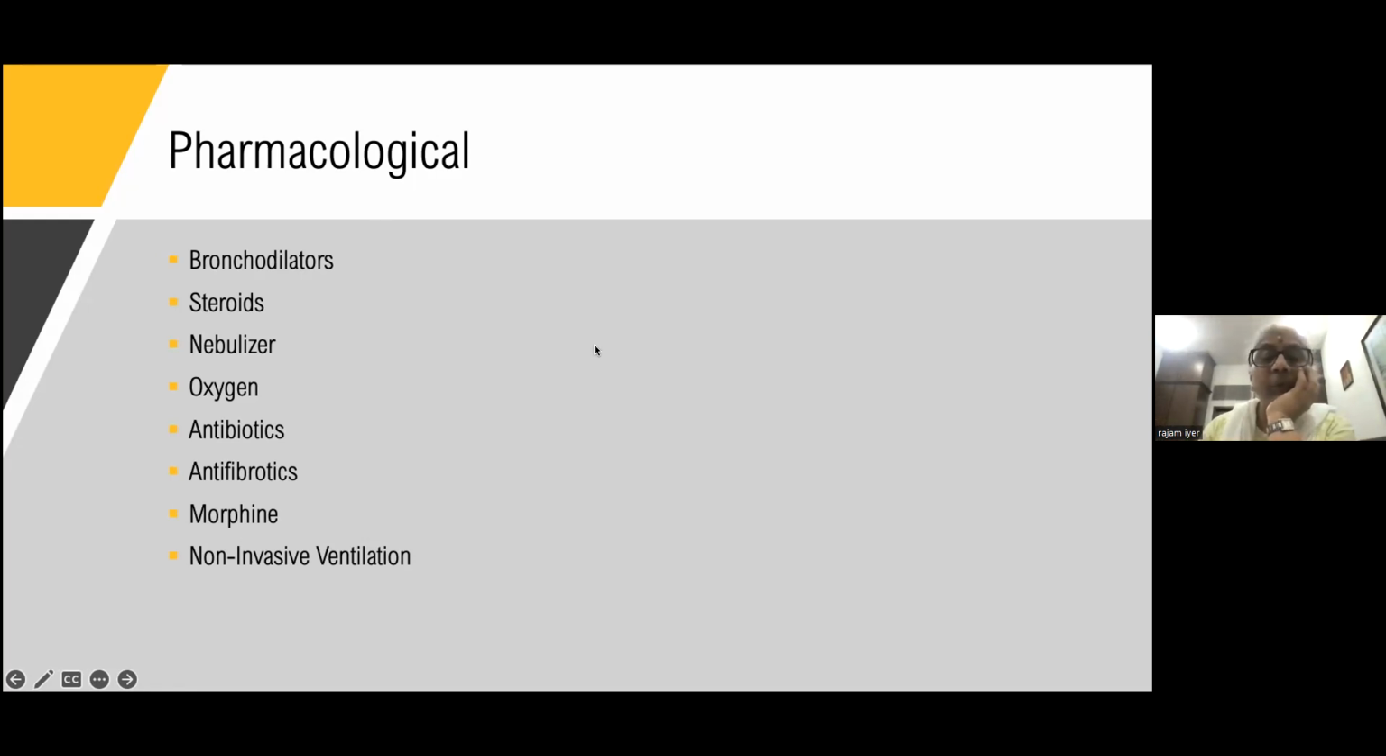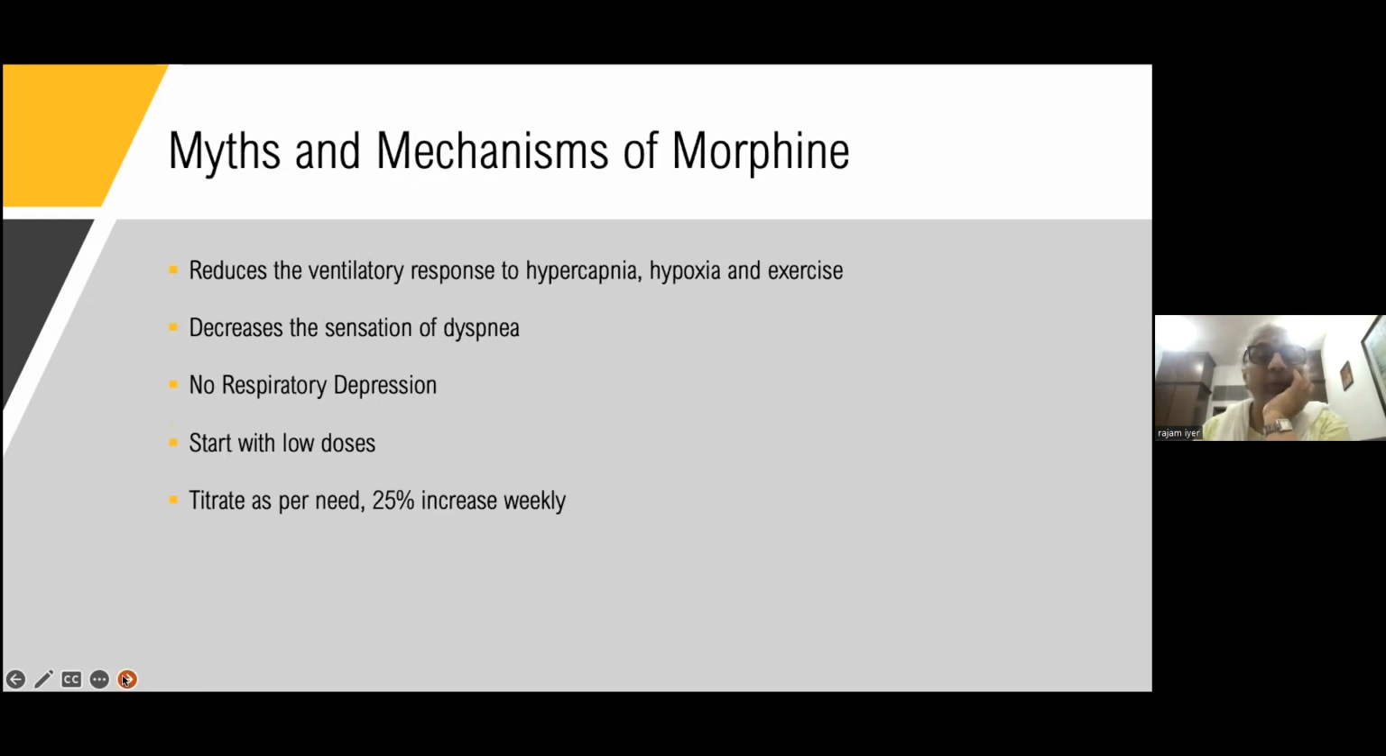So are you talking of morphine? So yes, we are coming to the morphine. First of all, morphine is safe. It doesn't cause depression in the respiratory center or death.